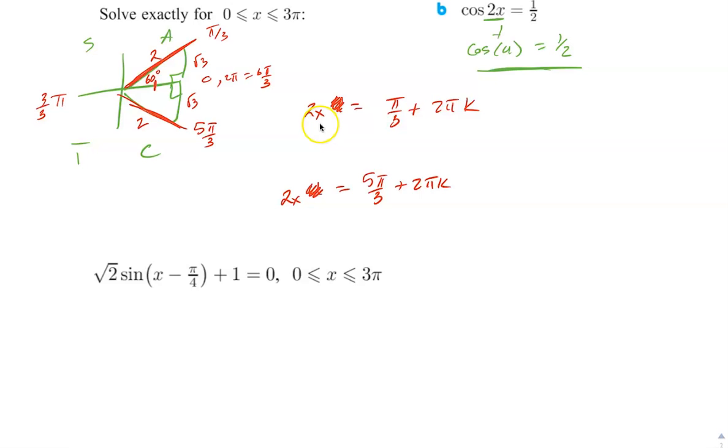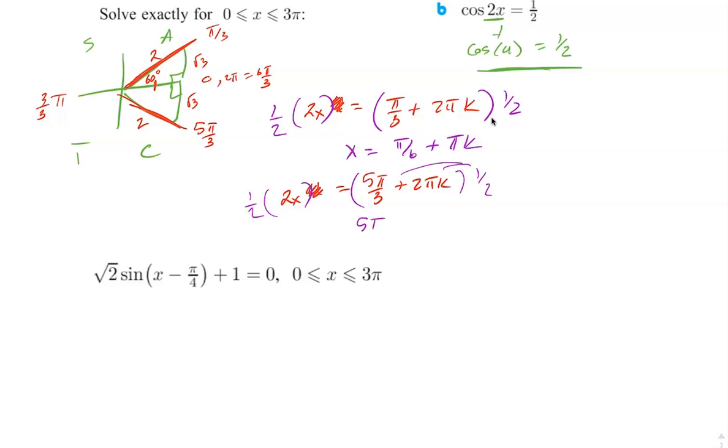And then what I do next is I try to solve for x. So let's multiply both sides by 1/2. So my answer here is actually x equals 1/2 times pi over 3, which is pi over 6, and 1/2 times 2 pi is just going to be pi. The 2 and the 1/2 cancel out, and I just get this. That's my generic form for this one. Same thing here: multiply by 1/2, distribute. I get 5 pi over 6 plus pi k. So my generic answer is pi over 6 plus pi k, and 5 pi over 6 plus pi k.